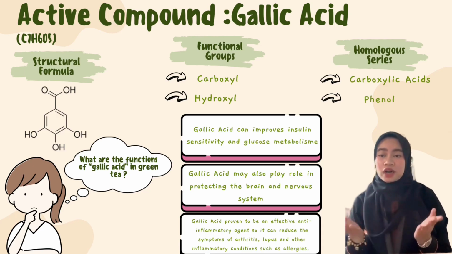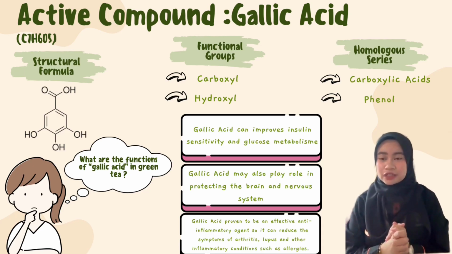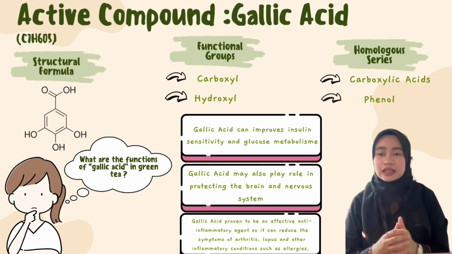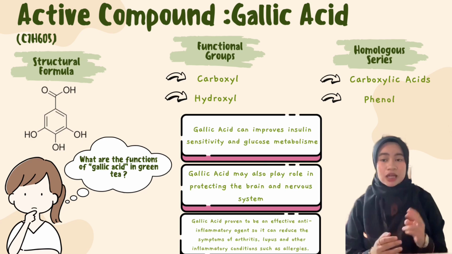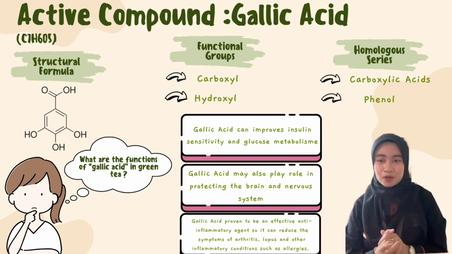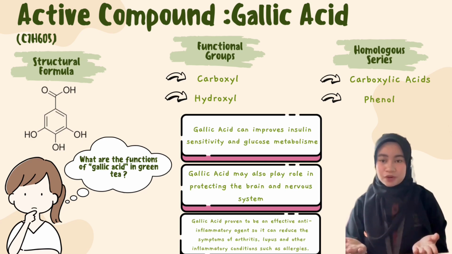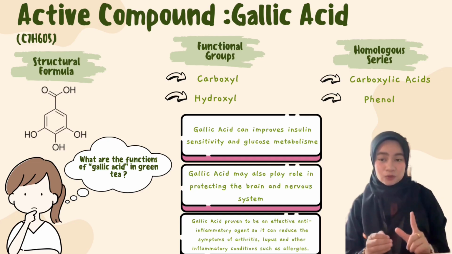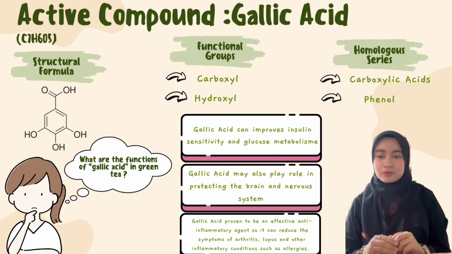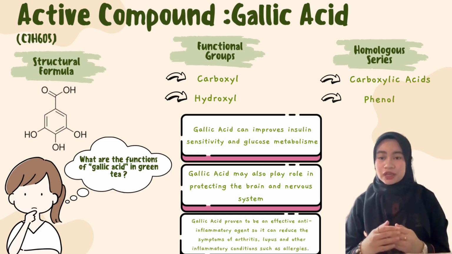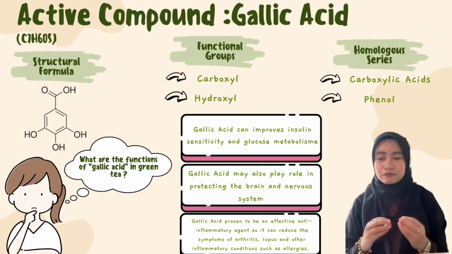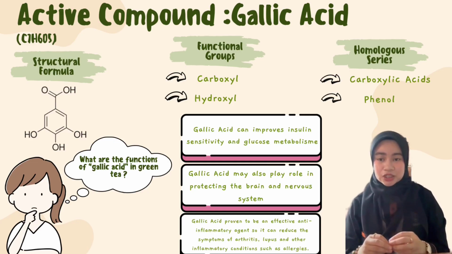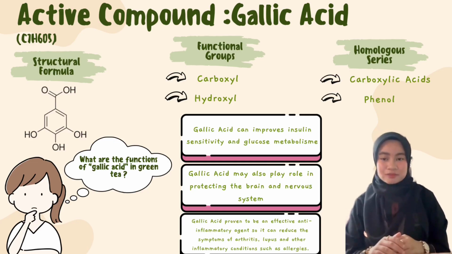Now, what are the functions of gallic acid in green tea? The first one, gallic acid can improve insulin sensitivity and glucose metabolism. The second one, gallic acid may also play a role in protecting the brain and nervous system. And the last one, gallic acid is proven to be an effective anti-inflammatory agent, so it can reduce symptoms of arthritis, lupus, and other inflammatory conditions such as allergies.